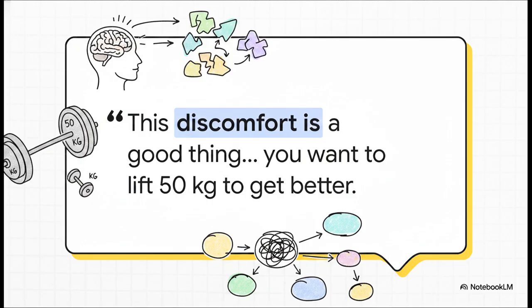In one of the sources we looked at, top-performing student Archer used this perfect analogy. He said, I actually know this effort, and this discomfort is a good thing. You want to lift like 50 kilograms, which is actually going to make you get better. Look, if you go to the gym and lift a tiny 5-kilogram weight every day, you aren't going to grow. The exact same rule applies to your brain. That messy cognitive effort, the frustration of grouping, rearranging, and organizing, that is the exact place where true learning and memory consolidation actually happen.